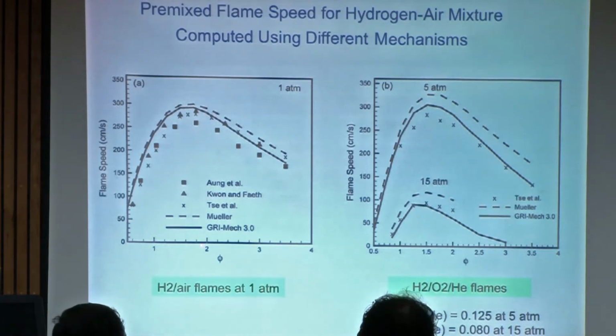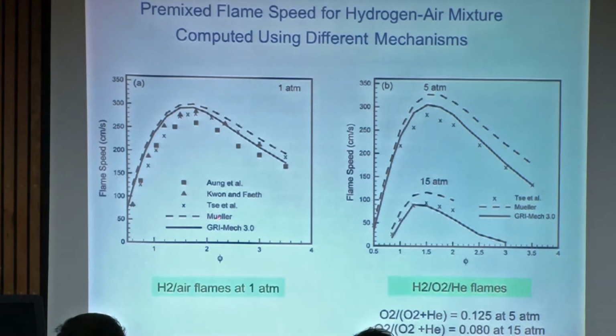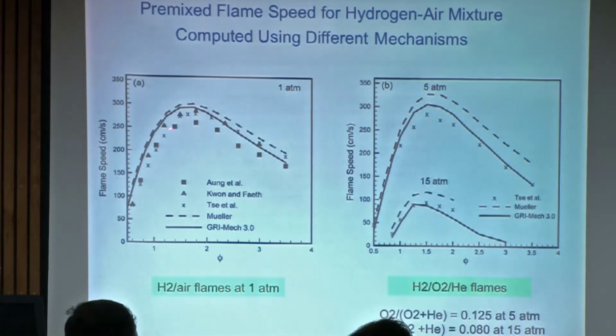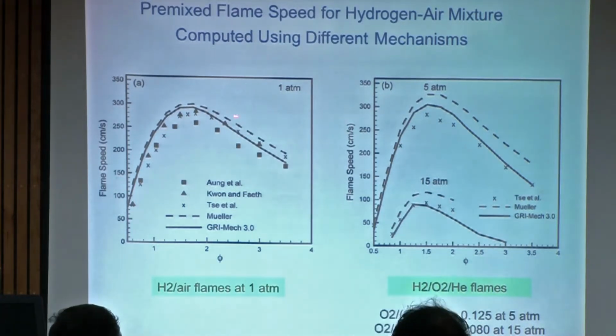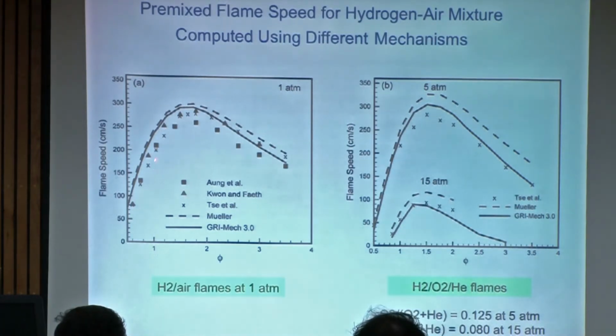So here, this is from another student's thesis. He compared using GRI and then another mechanism for hydrogen, the Mueller mechanism, and then 3 sets of experimental data. So you can see that there are variations within the experimental data also. Okay. So there's nothing like exact values.